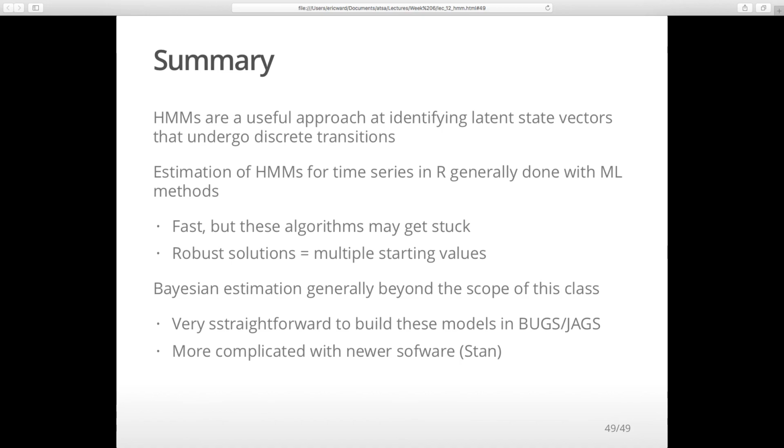Bayesian estimation is becoming more popular for these methods. It's generally beyond the scope of this class, but I think it's fairly straightforward to build these models using BUGS or JAGS, and a little bit more complicated in some of the newer software tools like TMB or Stan, in part just because these models are trying to rely on the gradient of parameters with respect to the likelihood, and it's really hard to do that, or impossible, with a discrete parameter.